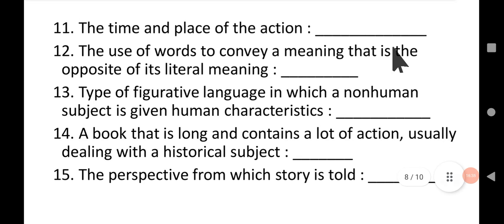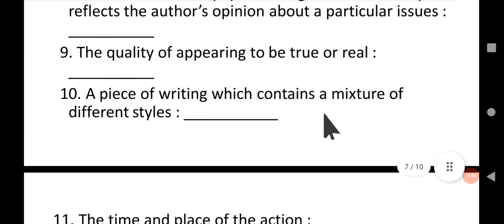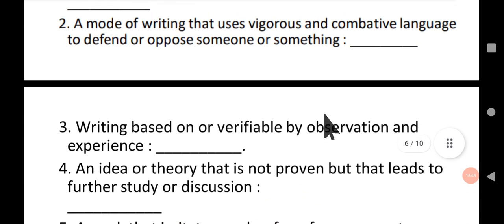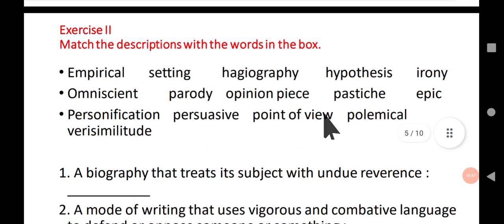Okay, next one. A type of figurative language in which a non-human subject is given human characteristics. This is another important figure of speech where a non-human is given human character. What type of writing is that? That is called as personification.